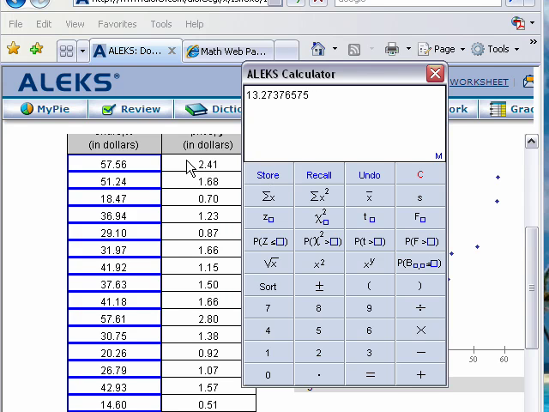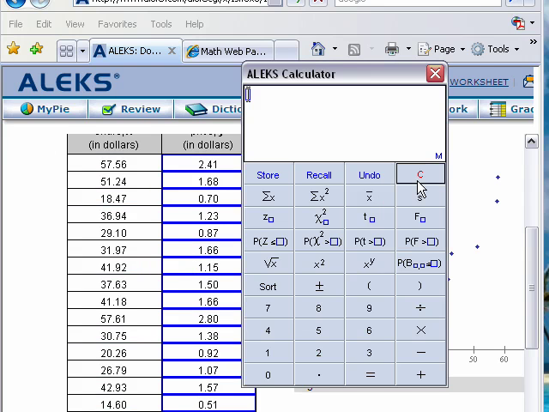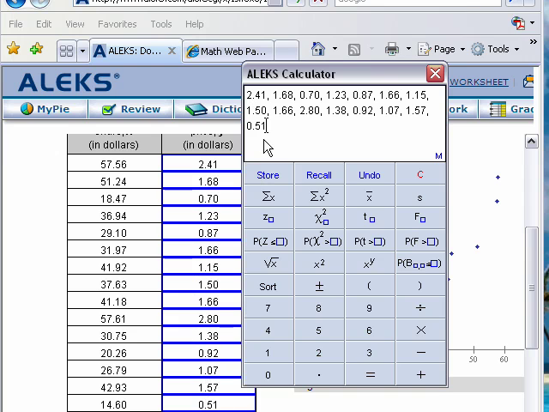And then now we're going to go ahead and highlight the Y values, and then find the sample standard deviation. Oops, I forgot to clear the other value. I had that stored, S sub X. I forgot to clear it. So sure enough, I start at 2.41, end at 0.51. I'll hit the S key.